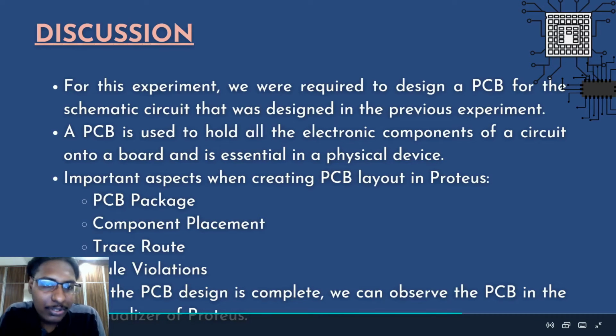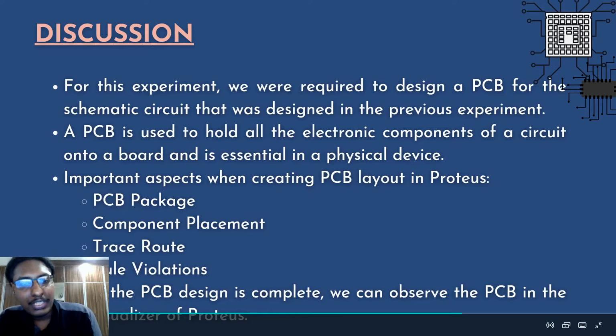And now to continue on with our video presentation for Lab 2, I'll be explaining on the discussion of this experiment. So for this experiment, we were required to design a PCB or printed circuit board for the schematic circuit that was designed in the previous experiment, which was the astable multivibrator using transistor circuit. So a PCB or a printed circuit board is used to hold all the electronic components of a circuit onto a board and is essential in any physical device that implements the use of any circuits.